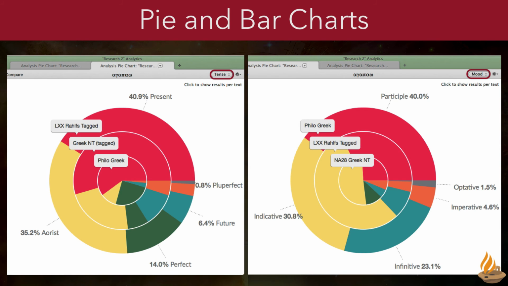Again, we haven't even begun to scratch the possibilities opened up by these new research analytics. For instance, here are 2 pie charts that analyze the relative use of tense and mood in the Septuagint, the Greek New Testament, and Philo, using data from the same search we've been analyzing. What sorts of conclusions would you draw from this analysis?